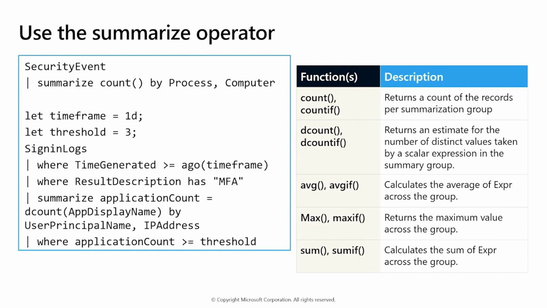The second statement on the left of the slide is a rule to detect MFA failures across multiple applications for the same account. The where operator for ResultDescription will filter the result set for results including MFA. Next, you can see that the statement summarize produces a distinct count of application names and groups by user and IP address. Finally, there's a check against a variable created threshold to see if the number exceeds the allowed amount.